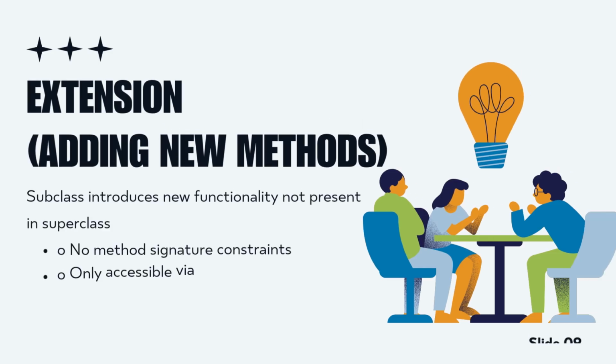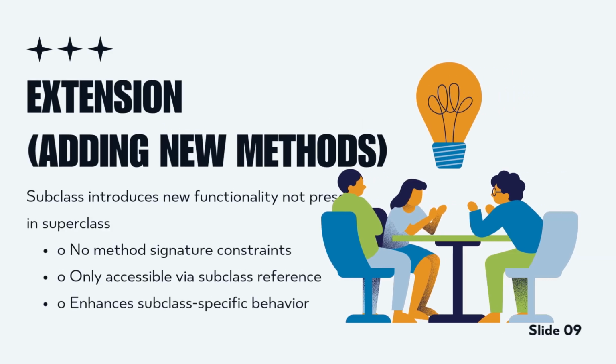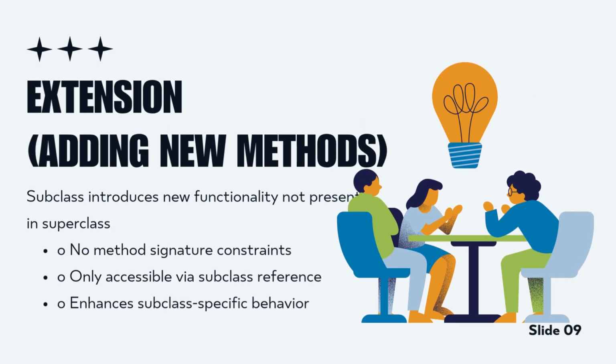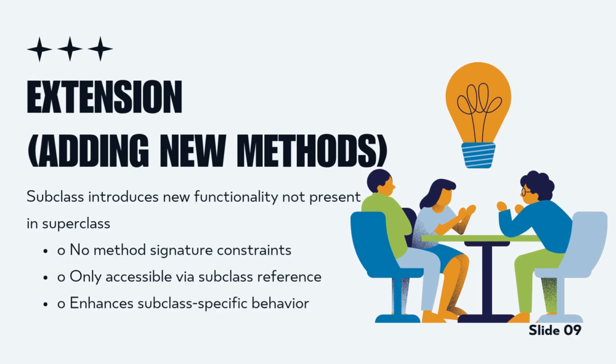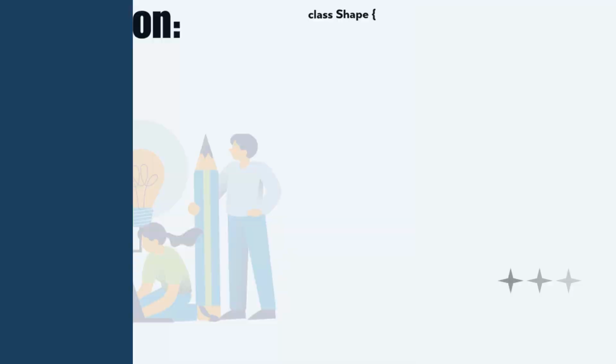Extension is for adding entirely new functionality. Since these methods don't relate to the superclass, they have no method signature constraints. They simply enhance the subclass's specific behavior and are only accessible via a subclass reference.